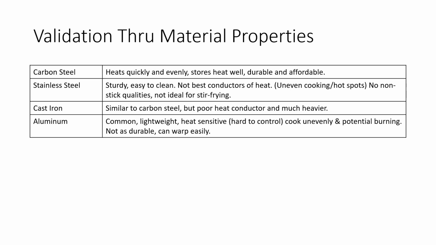For stainless steel, it's sturdy and easy to clean. However, it's not exactly the best conductor of heat. It tends to cook unevenly, which results in hot spots, and it doesn't have any non-stick qualities, which means it's not ideal for stir frying. Then we have cast iron, which is similar to carbon steel, however, it is a poor heat conductor and much heavier.